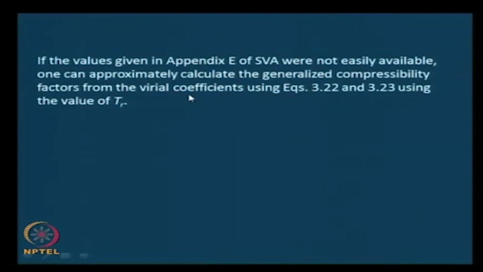Suppose the appendix was not available to you, the textbook was not available, or in other words the tables of Z0 and Z1 were not available. If the values given in appendix E of Smith, Van Ness and Abbott were not easily available, one can approximately calculate the generalized compressibility factors from the virial coefficients used in 3.22 and 3.23 using the value of TR. I have actually given you the way to go about this. What I would like you to do is the calculations and see how much of a difference you get in the values. Take about 10 minutes to do this. See you in the next class.